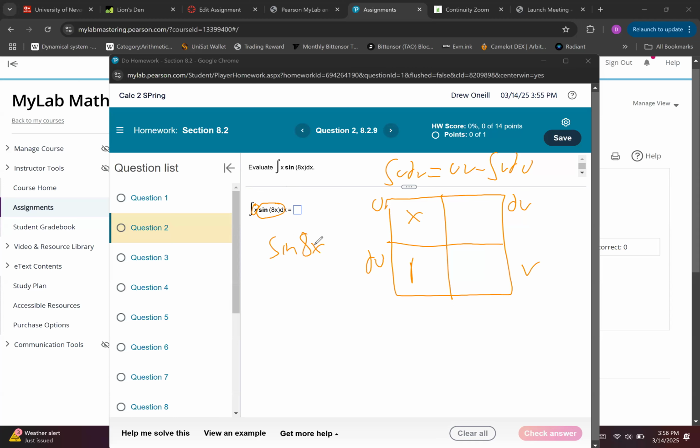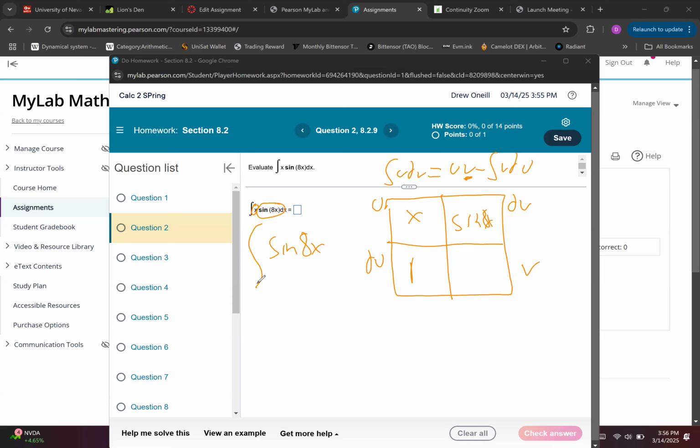Now this is not easy. So my dv is this. Now I have to figure out what v is. But look how they're related. dv, if I integrate that, I would get v. So to figure out what v is, and we have to do this because it says right here we need to know what v is, we take the antiderivative of sine of 8x.